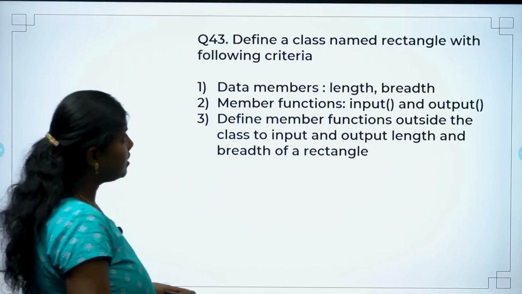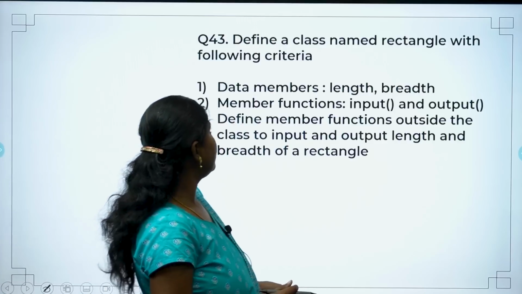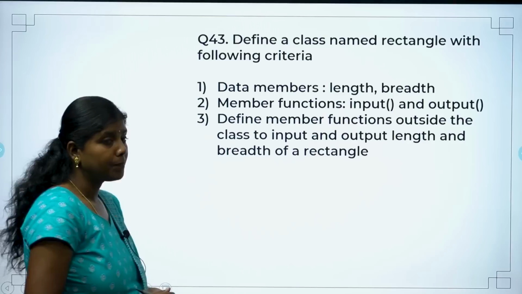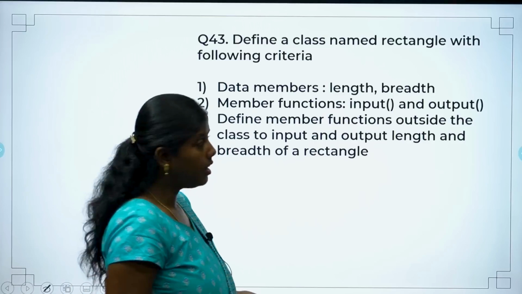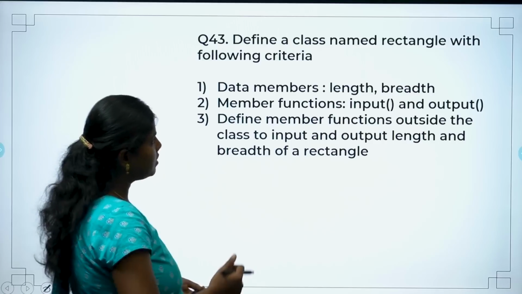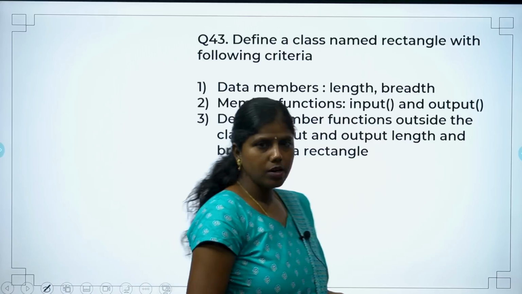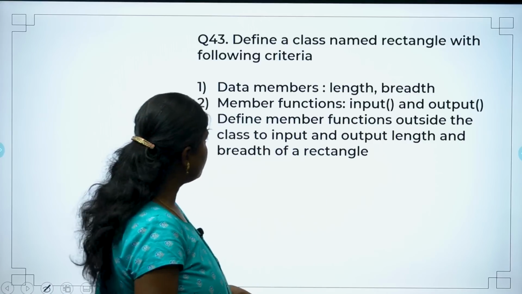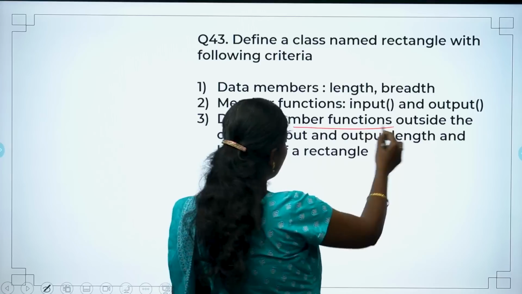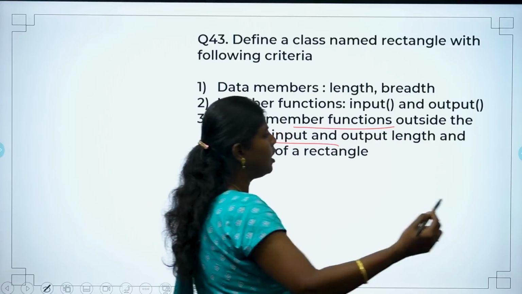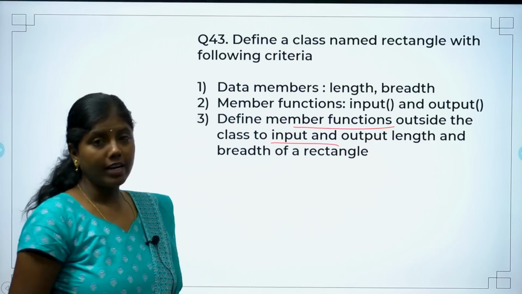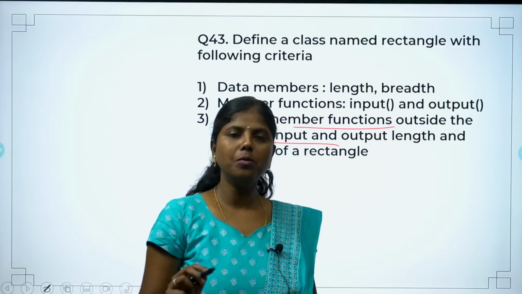Next question is define a class named rectangle with following criteria. So you're supposed to define a class called rectangle. What are the data members? Length and breadth is there. So two functions is there. One is going to be an input function, another going to be an output function. Define member function outside the class to input and output length and breadth of the rectangle. Very simple, nothing to compute.